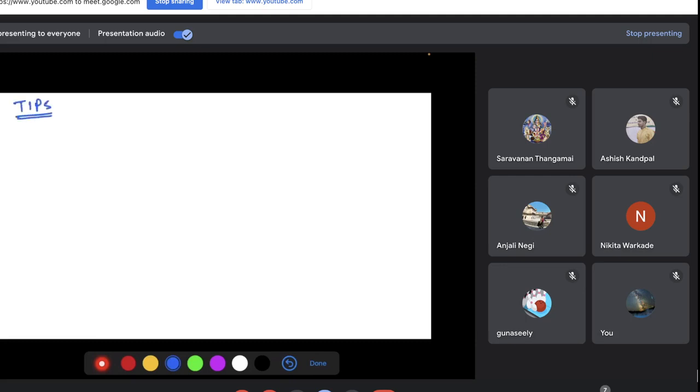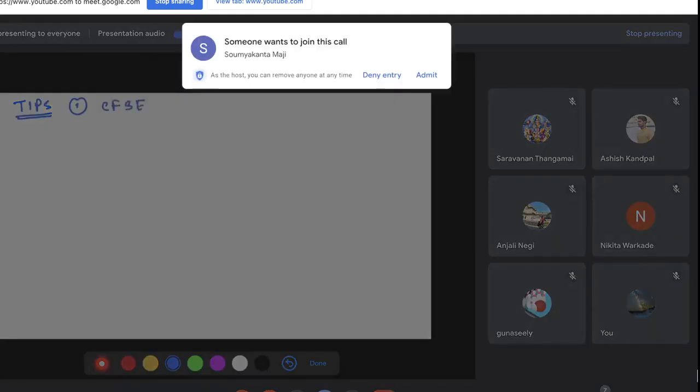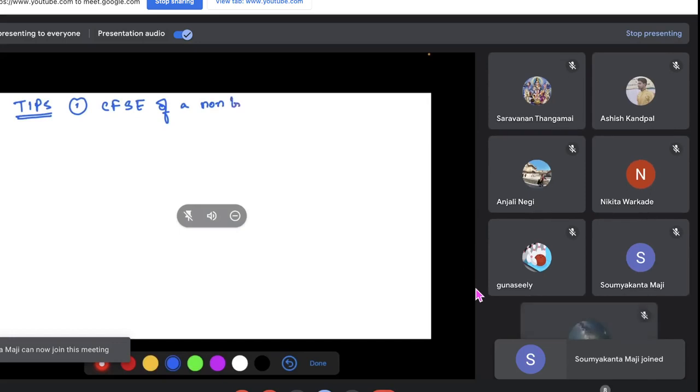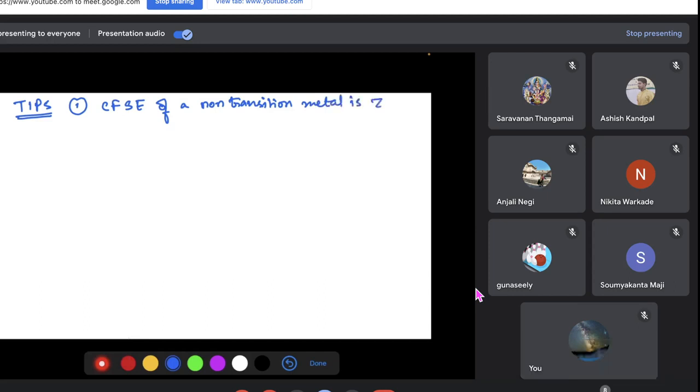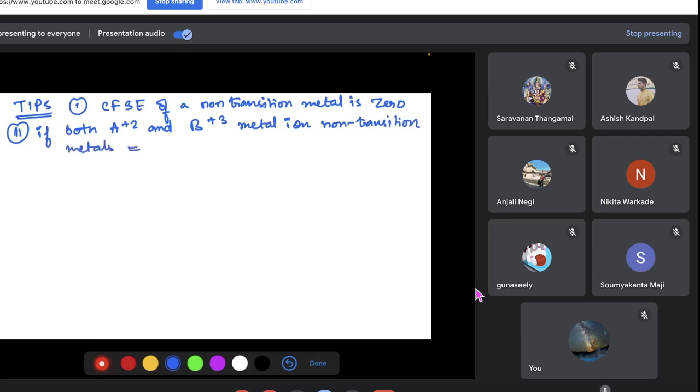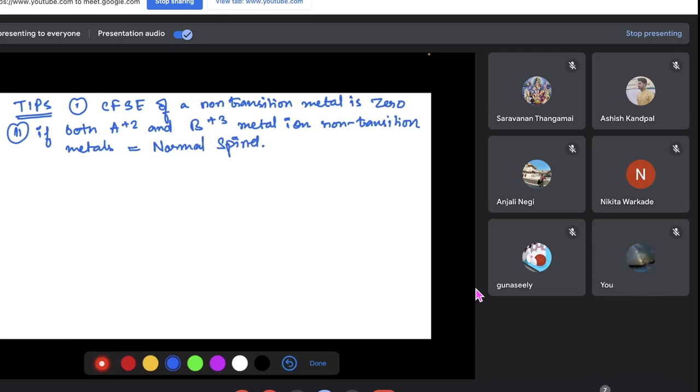Let's just note some tips. Number 1, the CFSE of a non-transition metal is 0. And number 2, if both A plus 2 and B plus 3 metal ions are non-transition metals, then they belong to normal spinel.